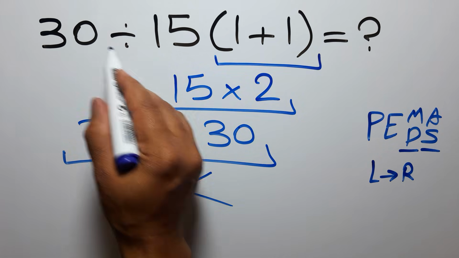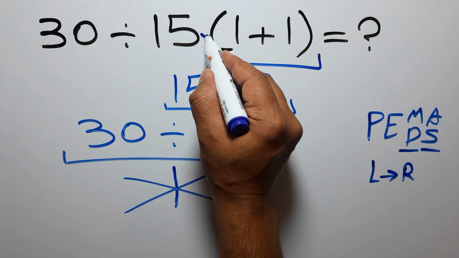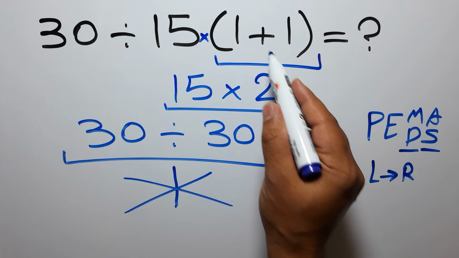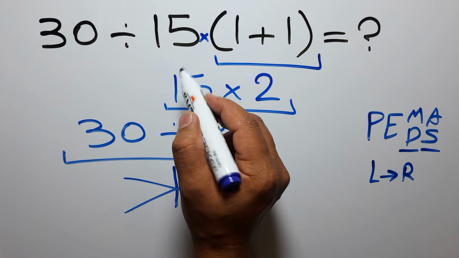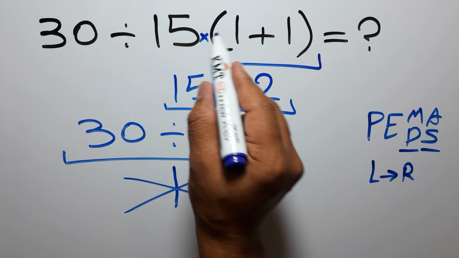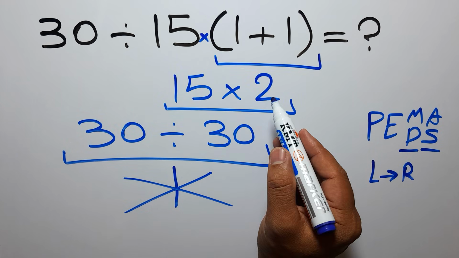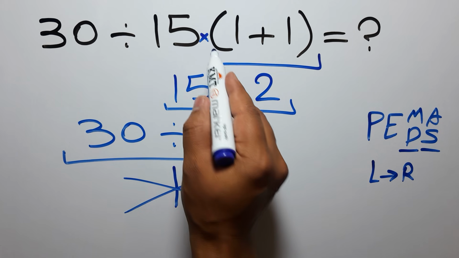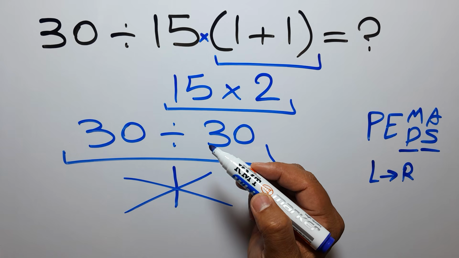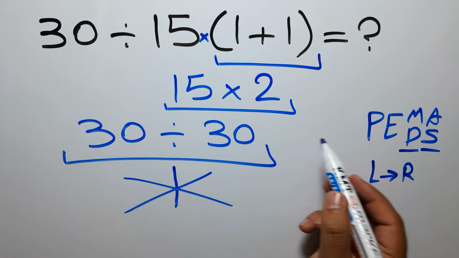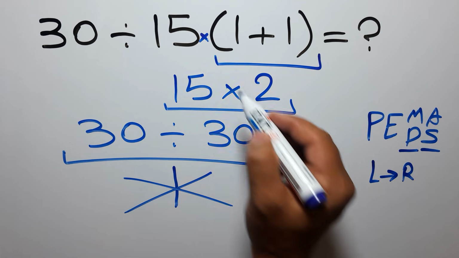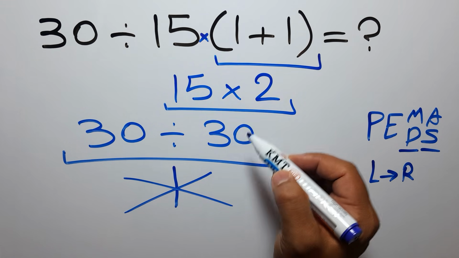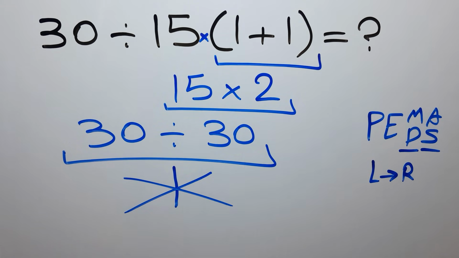In this expression, we have one division, one multiplication, and one parentheses. Inside this parentheses, we have one addition. Here we have a multiplication because in mathematics, when a number is placed next to parentheses, it means multiplication, and we usually don't write the multiplication sign for brevity. Okay, so according to PEMDAS, first we have to do this parentheses, then this division, and finally this multiplication. If we do this multiplication before this division, it is wrong.